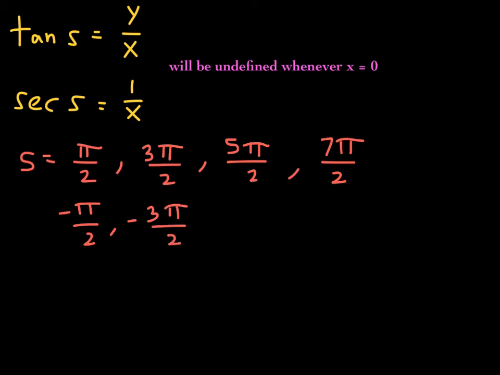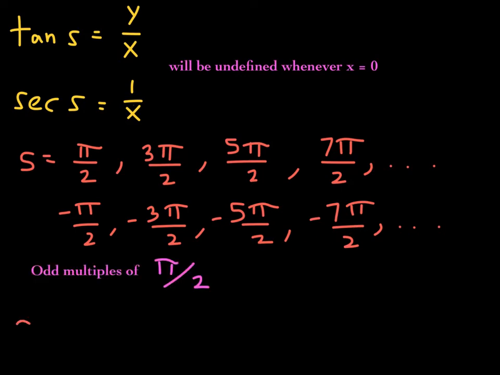If you look at all of these angles, you will notice that the x value is 0. So what all of these s values have in common is that these are all odd multiples of pi over 2. Odd multiples of pi over 2. This is 1 pi over 2, 3 pi over 2, 5 pi over 2, 7 pi over 2, negative 1 pi over 2, negative 3 pi over 2. All of these are odd multiples of pi over 2.